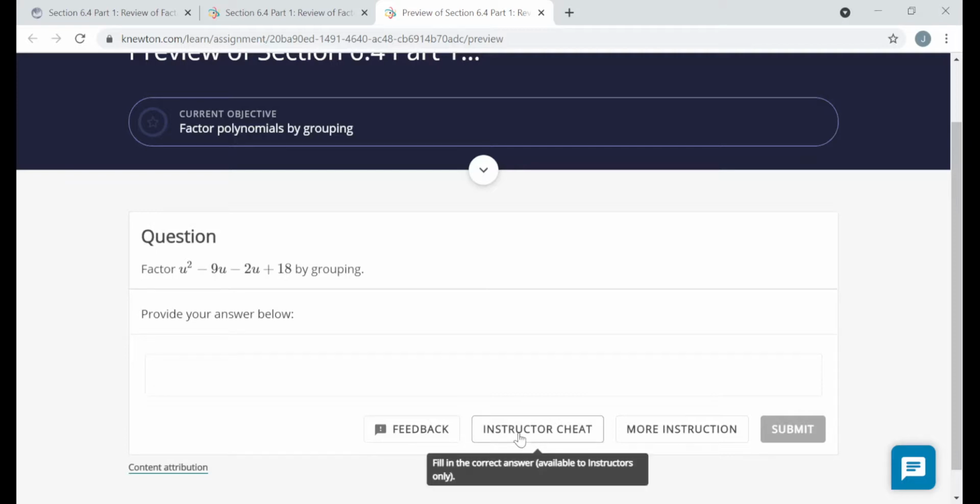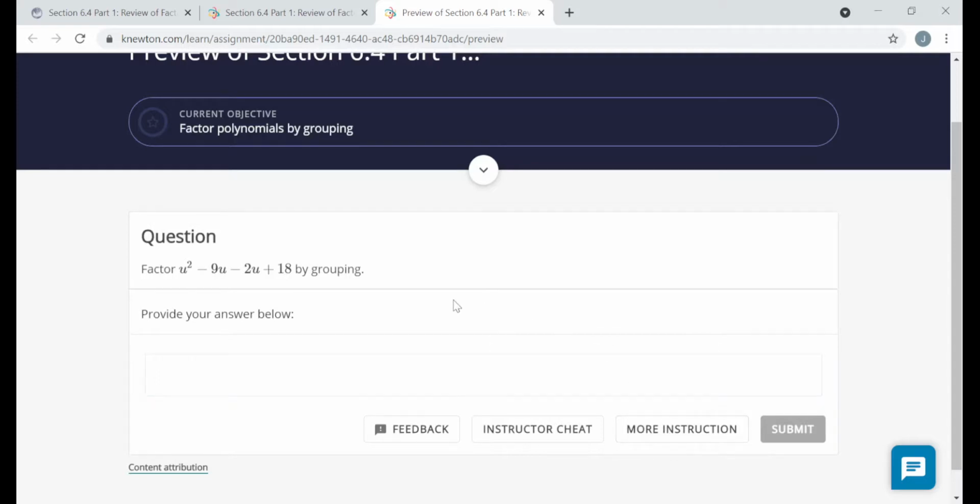You will not be seeing the instructor cheat button. Right, that's just for me. And you will see the more instruction button. Right, this is something you can open if you're struggling on a question or a particular objective, and you'll see further reading material or videos that'll hopefully help you with that objective.